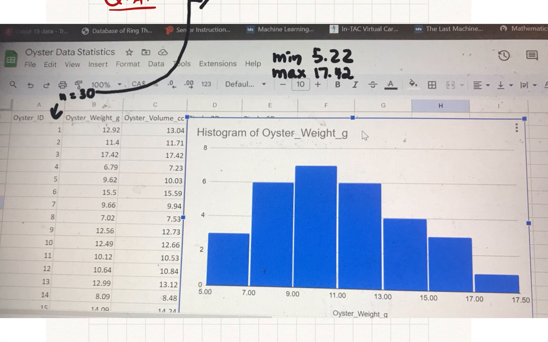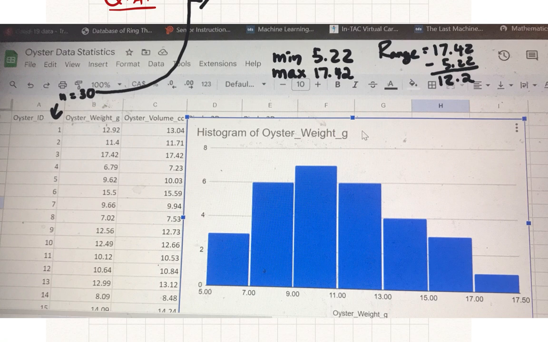So the range of our data set is the largest, 17.42, minus the smallest, 5.22, which is 12.2. So there's a range between the largest and the smallest element of our data set of about 12.2.